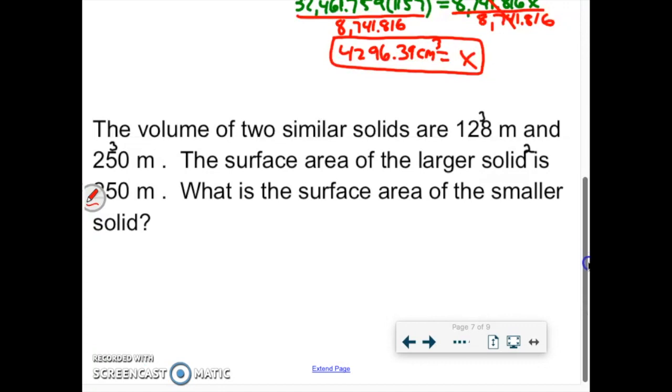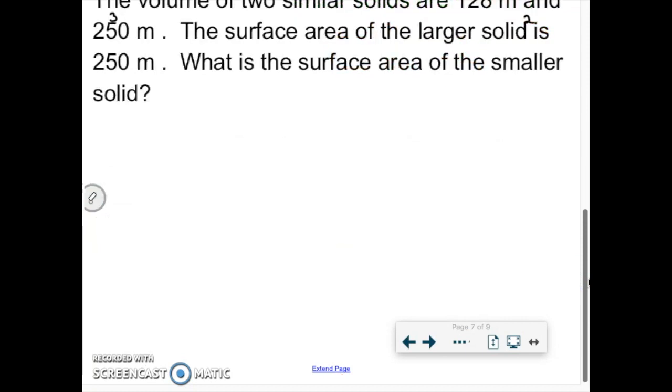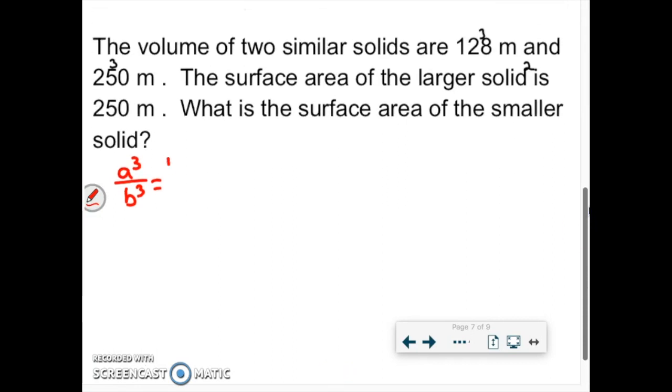So they gave us volumes in cubic meters. We need to make our step 1 to find A to B. So we need A to B. They gave us A cubed to B cubed, which was, I scrolled down a little too far, 128 over 250. Okay? I'm actually going to look at simplifying that right away. To get A to B, we're going to cube root. But before we do that, I noticed that 128 and 250 can get smaller. I can divide them both by 2 and simplify.